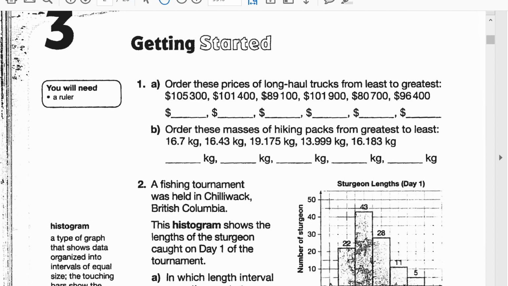Number 3. Order these prices of long haul trucks from least to greatest, so smallest to biggest. Our smallest number is 80,000. Then 89, then 100, then 96.4, then 101.4, then 101.9, then 105.3.